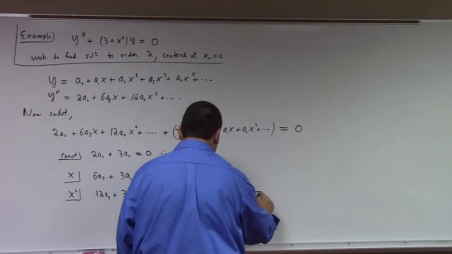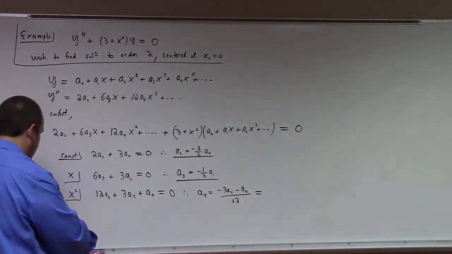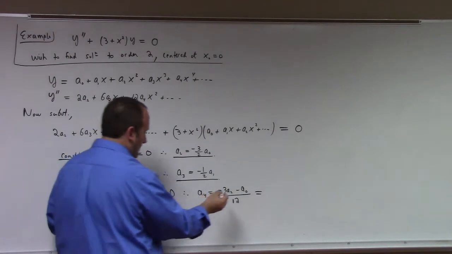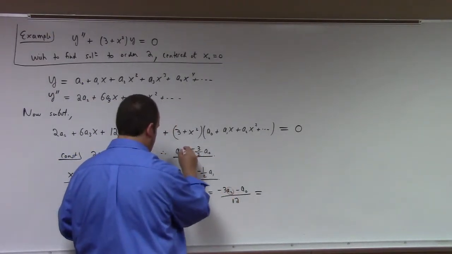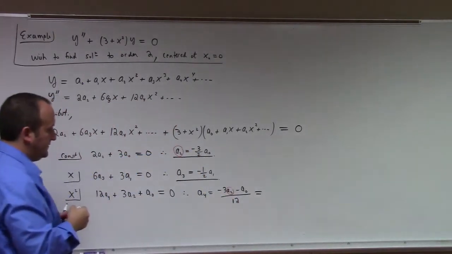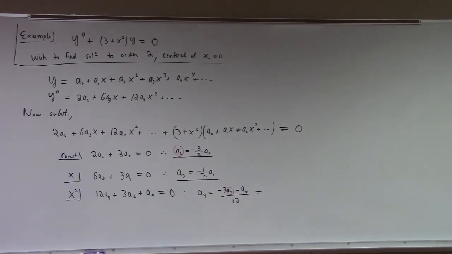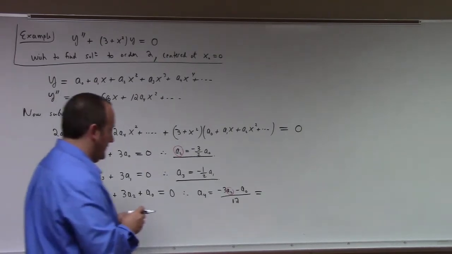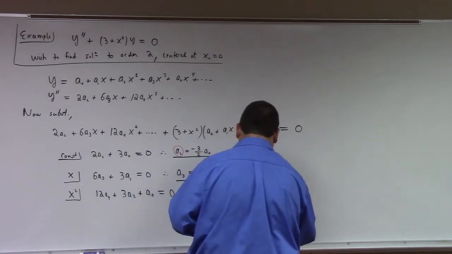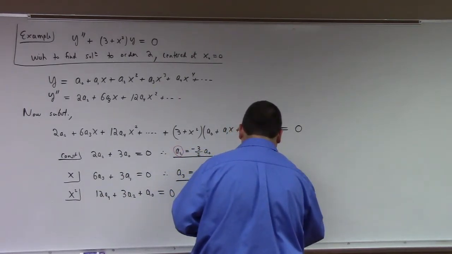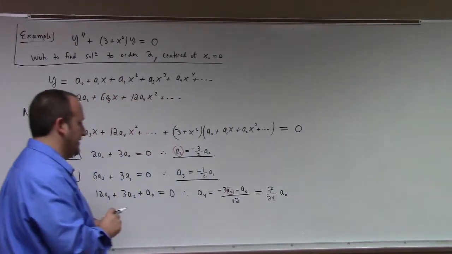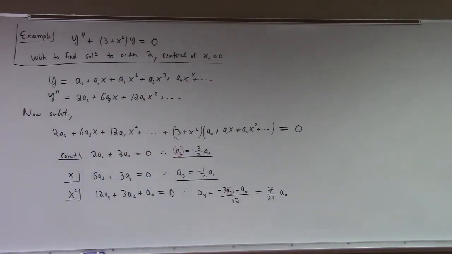Can we simplify that? Yes, because this a2 is that a2. So that's really 9/2 a0. What's 9/2 minus 1? So, 7/2. So 7/24, I think, a0 there, because I get the 7/2 divided by 12, which is 7/24.